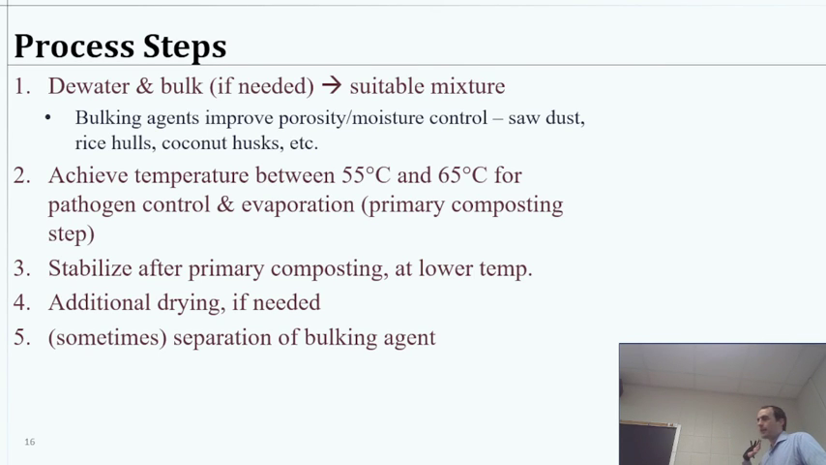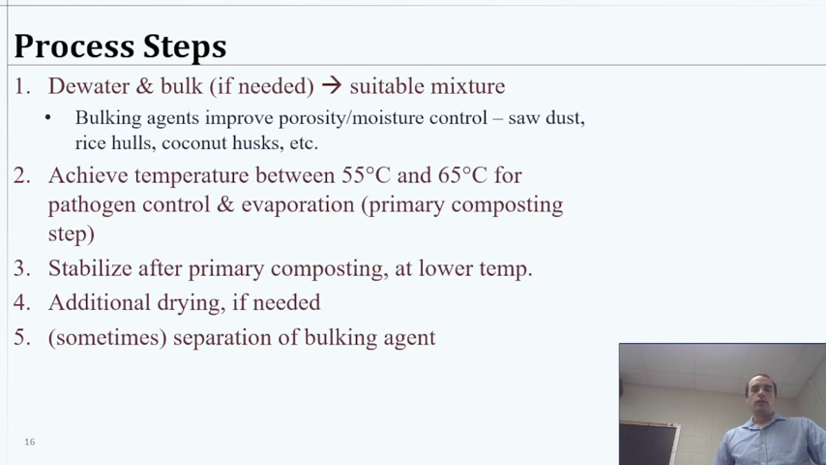Okay, just real quick, the process steps here. We typically dewater the stuff, and sometimes we'll bulk it, just adding some stuff like sawdust to add a little extra space, so it can be aerated a little easier. That's often something that we wanted to dispose of anyway, sawdust, corn husks, something like that.